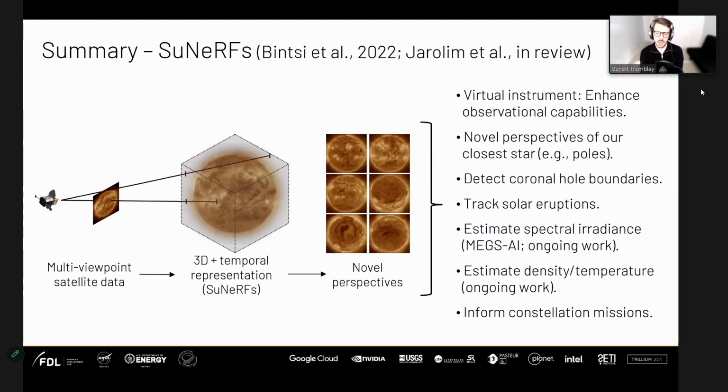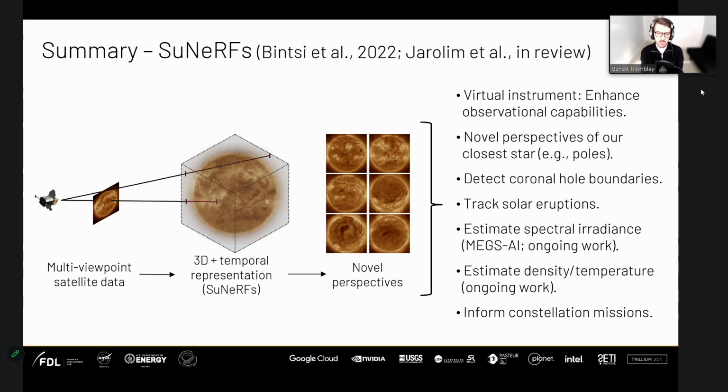So to summarize, we use multi-viewpoint satellite data to generate a 3D model of the solar atmosphere that also accounts for temporal evolution, and then from which we can generate novel perspectives. This is interesting because it allows us to see some things like, for example, the poles. But this 3D model can also be useful for other things like detecting coronal hole boundaries, tracking solar eruptions, as well as estimating spectral irradiance from EUV images, which was also part of our FDL project. So you can ask Robert a bit more about this part.